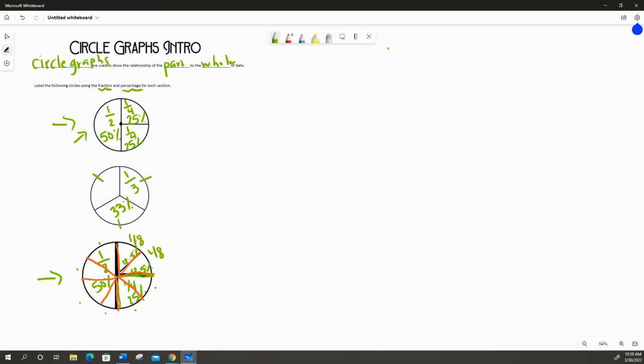Okay. So just to recap again, circles are represented out of 100%, and we can utilize our benchmarks like 1/2, 1/4, 1/3, and things like that to help us figure out the different fractions and percents of a circle graph.